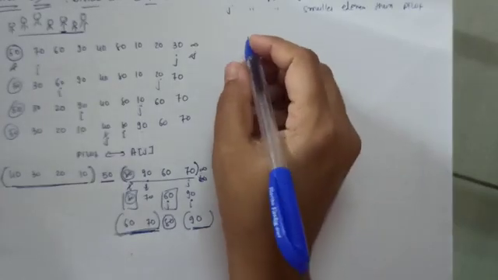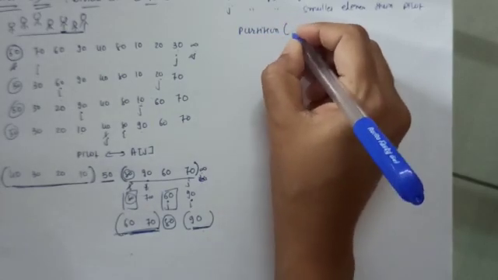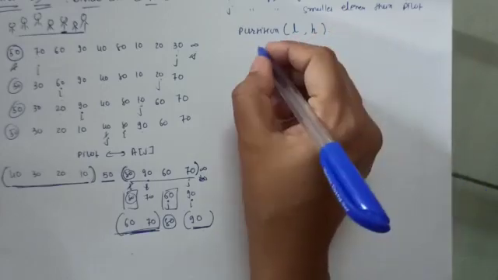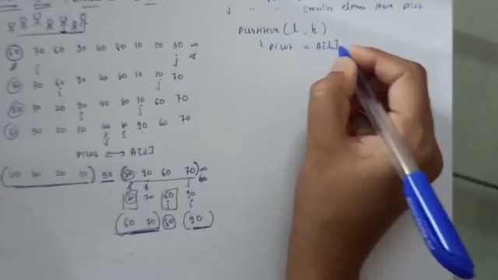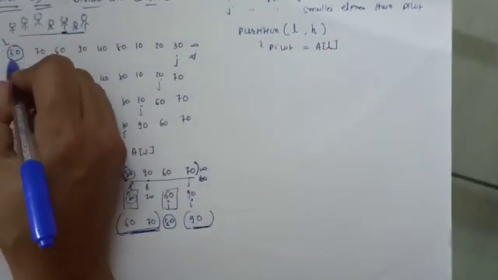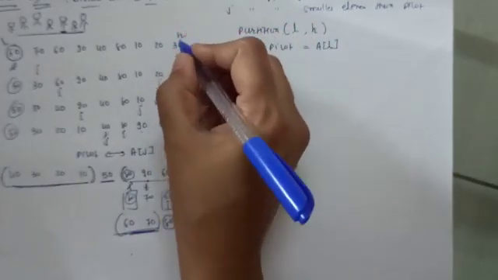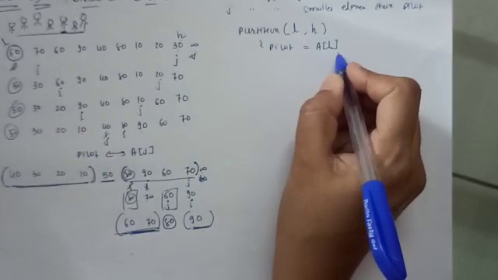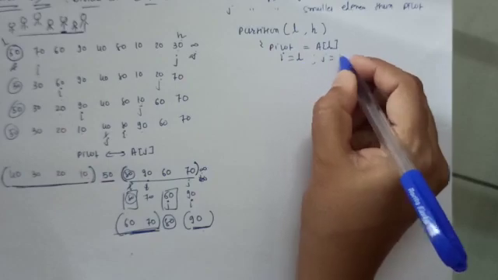Okay. Now let us discuss the algorithm of this partitioning procedure. We will pass lower bound and higher bound, L and H. Initially pivot is equal to A of L. So L is nothing but the first element and H is nothing but the last element, the higher bound. And we will set J here, and I would be set at the lower bound. So pivot is equal to A of L, I is equal to L, and J is equal to H.